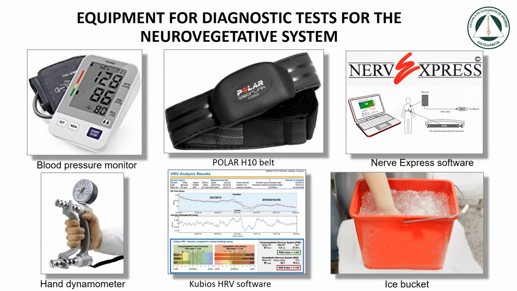The NerveXpress software and the Cursos HRV software that communicate with the Polar H10 allow, through the heart rate and the EKG, to study the components of an orthosympathetic or parasympathetic imbalance. The hand dynamometer, ice bucket or cold pack, and inclination table are useful tools to study the responses of the neurovegetative system to stress.